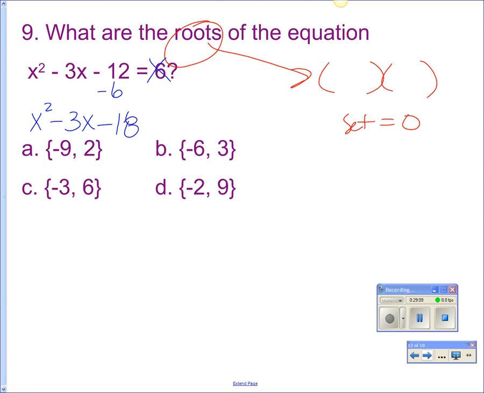All right, now I've got 3 parts. x squared minus 3x minus 18. Stephen A., what would you do next? Good. Check out negative 18. Stephen A., what multiplies to give you negative 18?